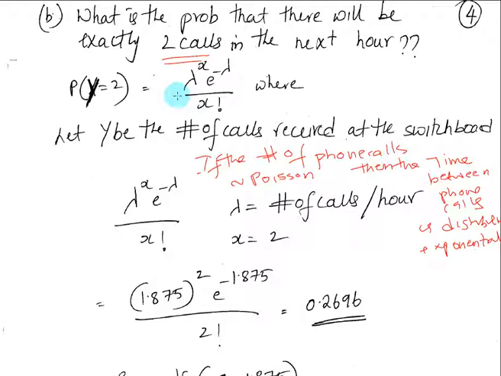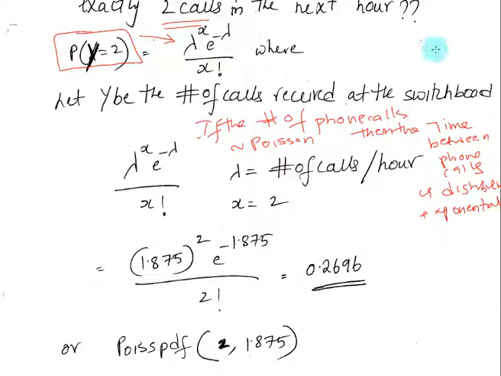So we can actually use the information that we have to find the probability that this y random variable is 2, and use the density function of a Poisson random variable, which is lambda raised to x e raised to negative lambda divided by x factorial. And all we need to do is find the lambda, which is 1.875 in this case, and x, which is 2, and we'll be able to find the answer for this.